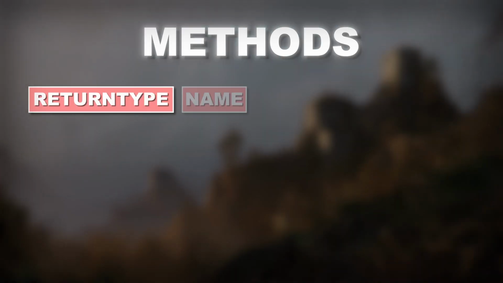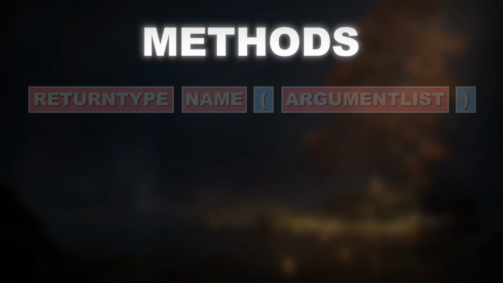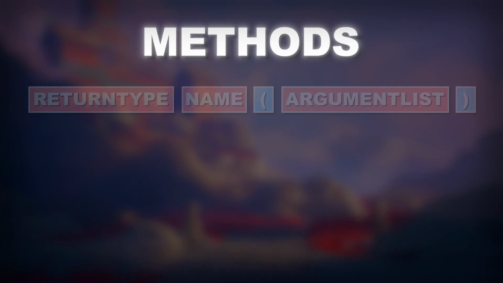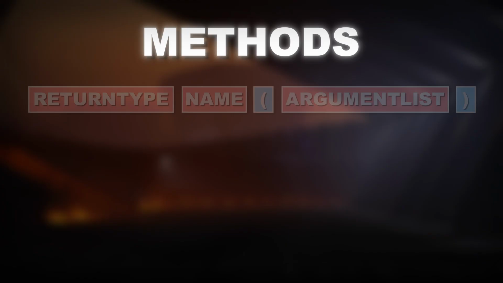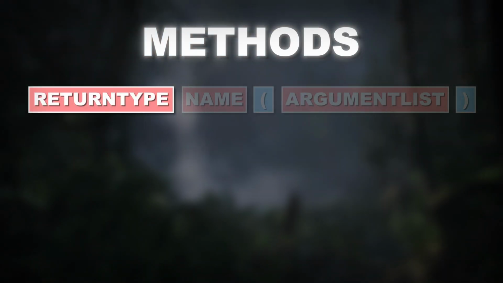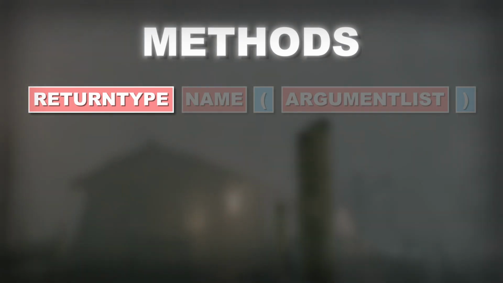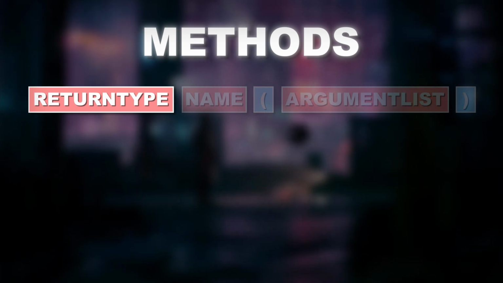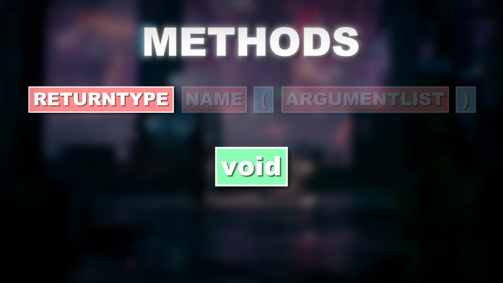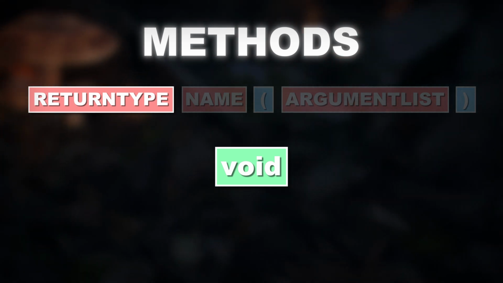For this video, methods consist of 3 parts: the return type, the name of the method, and the argument list. Methods are basically there to make code reusable, and that also means to execute code that has some sort of result. The return type indicates if and what type of value the method will return. These can be all data types you know, or void. Void indicates that this method will return nothing.